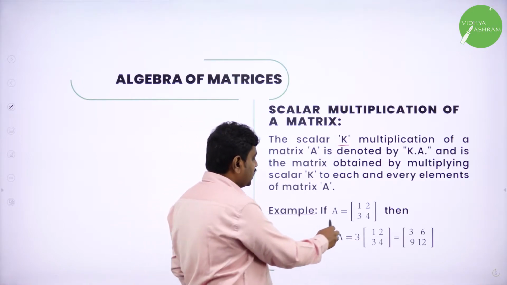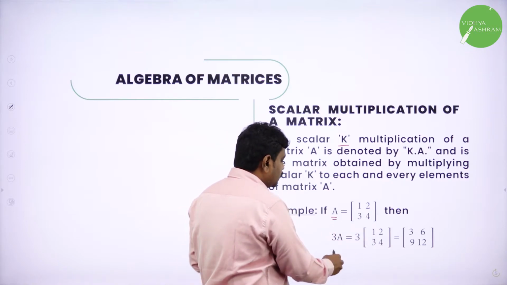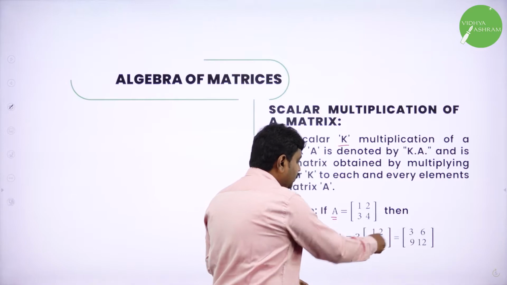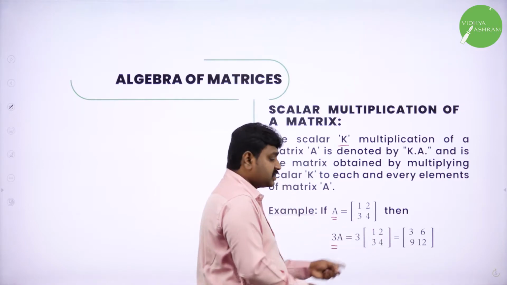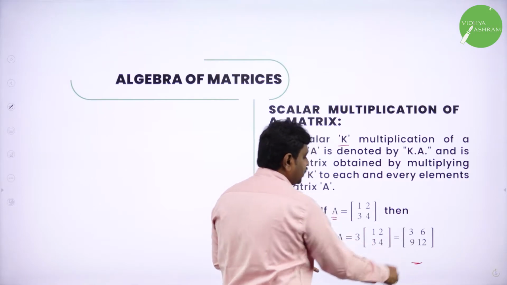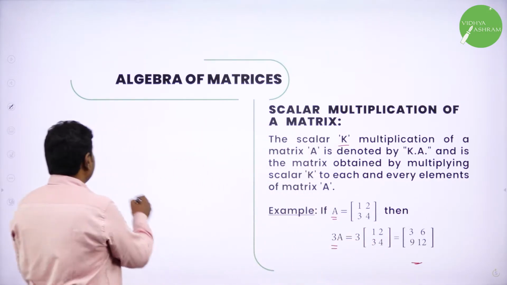For example, A is 1, 2, 3, 4. 3A means 3 is the scalar, 3A means 3 times A, 3 times 1, 2, 3, 4. Now you multiply 3 to all the elements. 3 into 1, 3. 3 into 2, 6. 3 into 3, 9. 3 into 4, 12. This is the 3A value. And for this, any order may be.